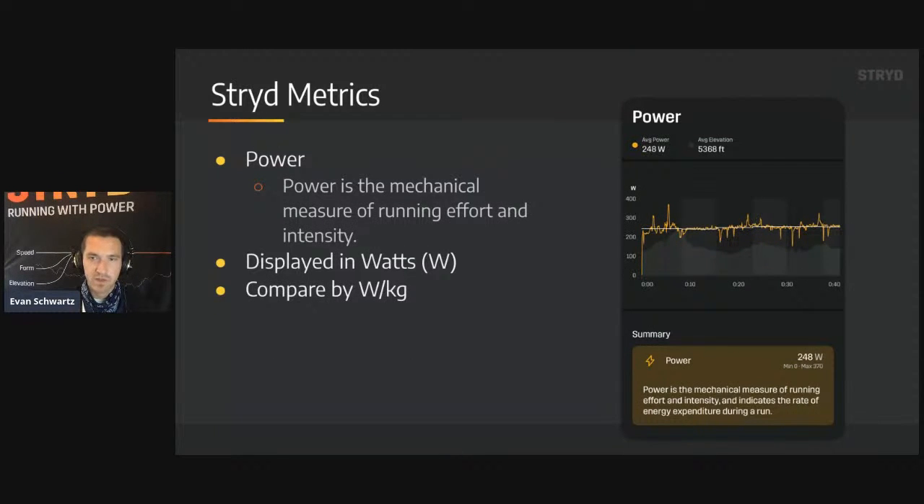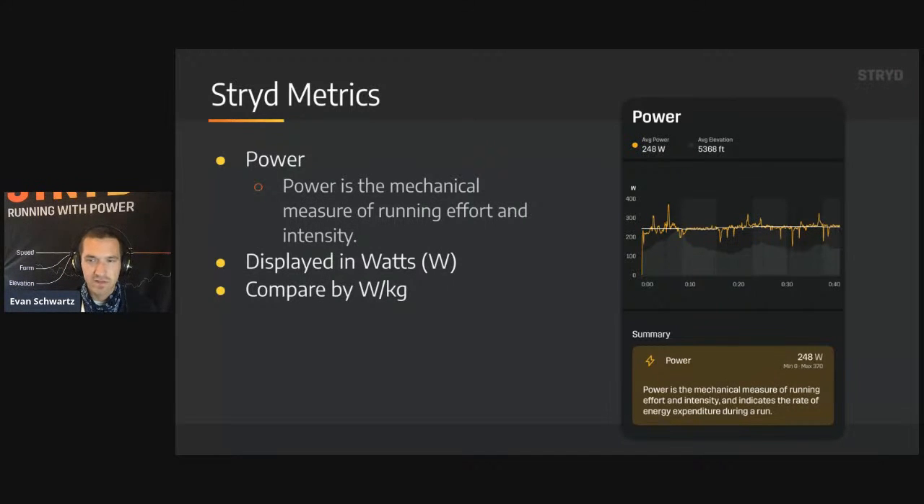This screen specifically for power shows your average power, and the average elevation is always going to be something persistent in the background to help remind you where you were on the run. You can see the time on the x-axis and the watts on the y-axis going up and down. You'll have a solid white line tracing the average through that lap. So this is actually a really cool feature to help you visualize how much you're spiking above and below for any of these metrics during your run.